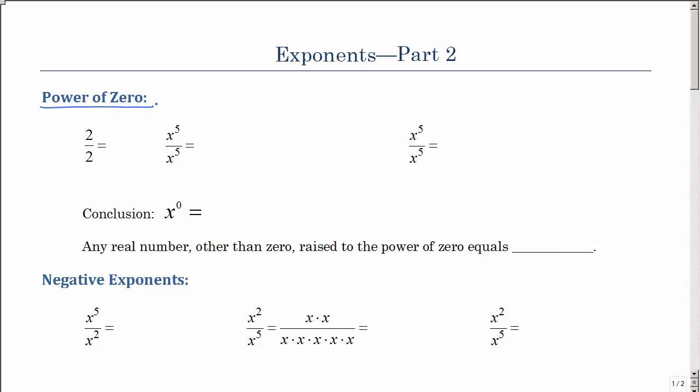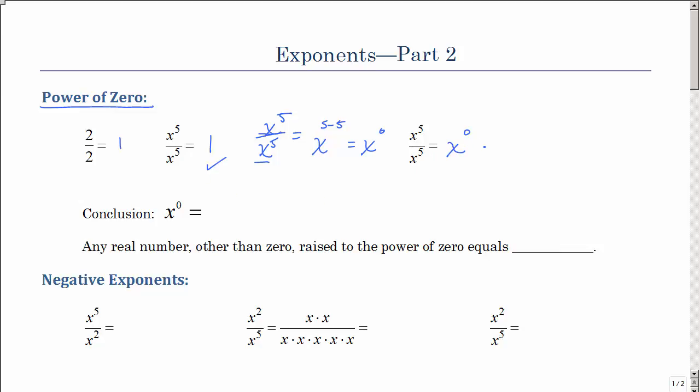Well, first of all, let's go back and review. If I have 2 divided by 2, what is that? Of course, that equals 1. x to the 5th divided by x to the 5th is also 1. But what did we learn in our last lesson? If I had the same base and I was dividing, I kept the base and I subtracted the exponents. Well, 5 minus 5 is 0. So x to the 5th divided by x to the 5th is x to the 0.